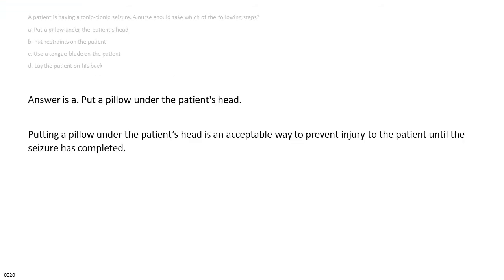Answer is A. Put a pillow under the patient's head. Putting a pillow under the patient's head is an acceptable way to prevent injury to the patient until the seizure has completed.